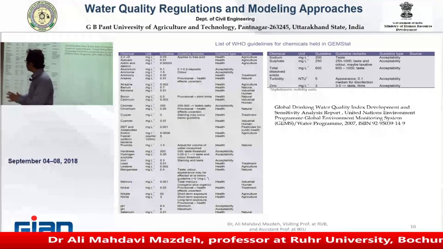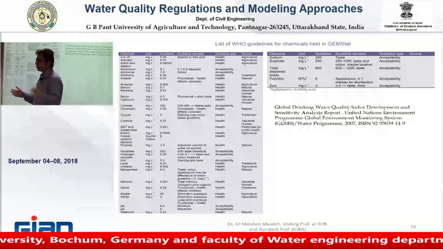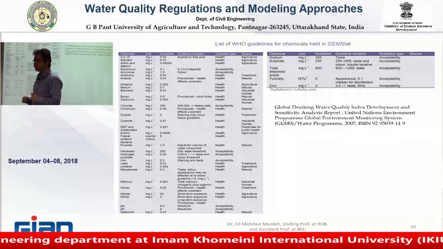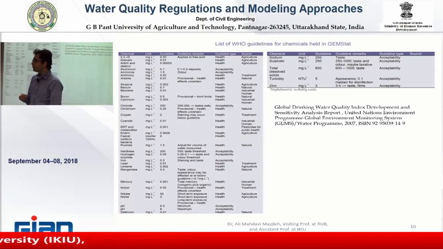One time you can consider all these parameters together, and then you have one total water quality index, which considers all the things, acceptability and health. It is a global water quality index. And you can also consider human health issues.